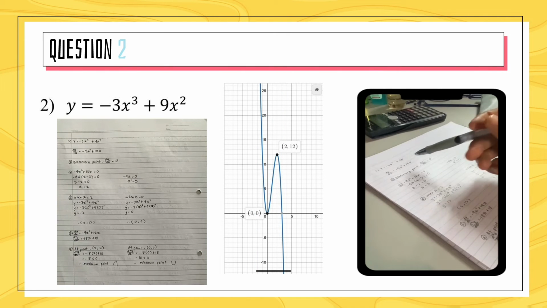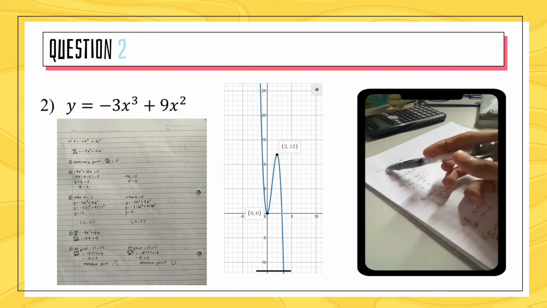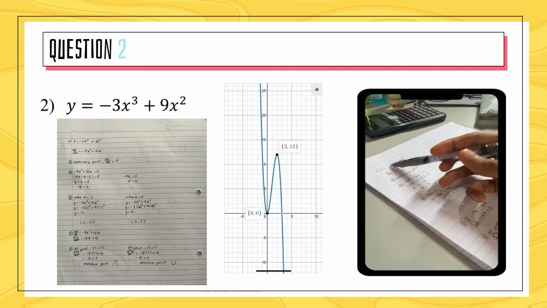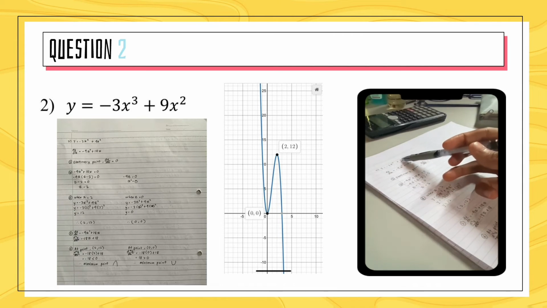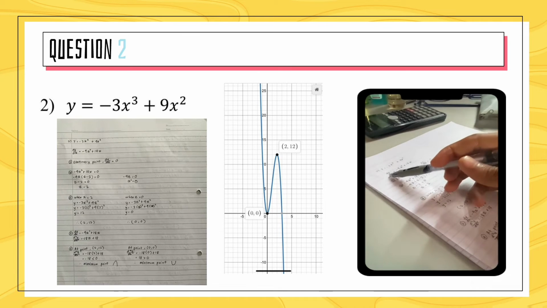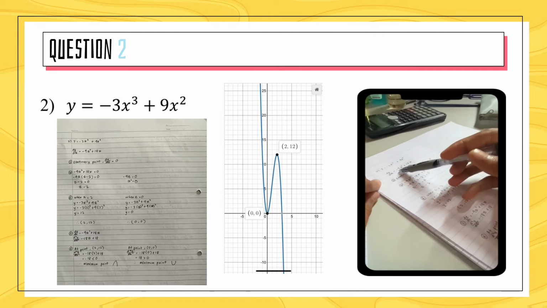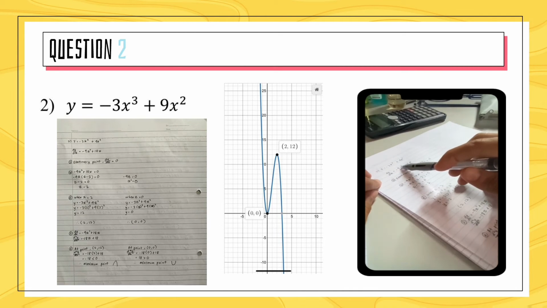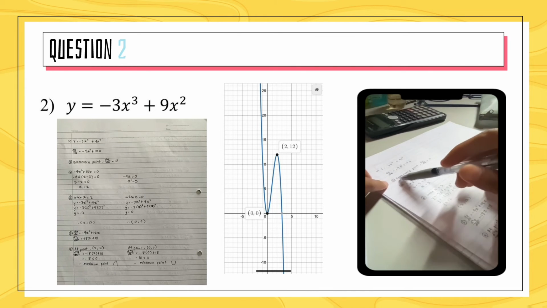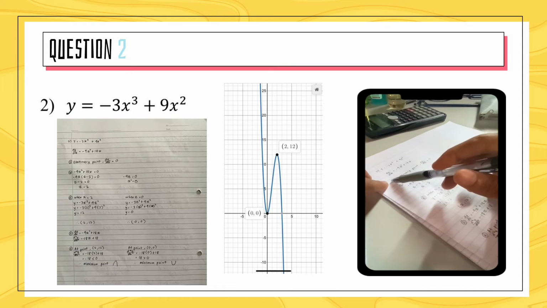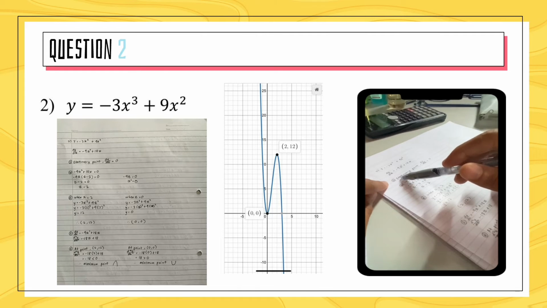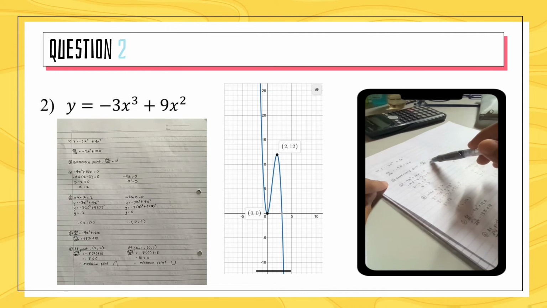For the second question that we get, y equals negative 3x power of 3 plus 9x power of 2. So for the first step, we need to differentiate the question we got, like dy over dx equals negative 9x power of 2 plus 18x. And then step 2, we need to find the stationary point, like dy over dx equals 0.